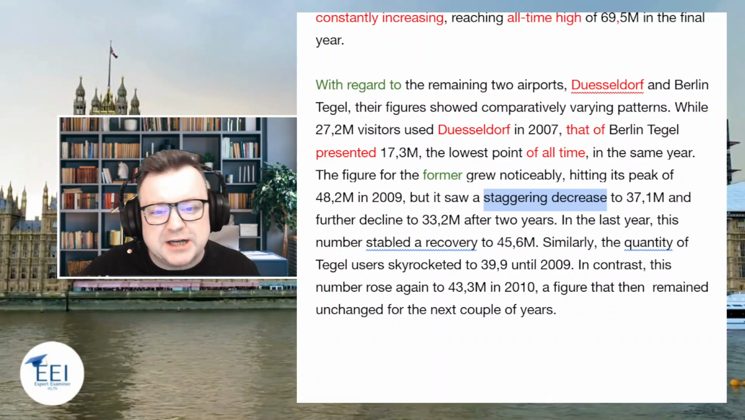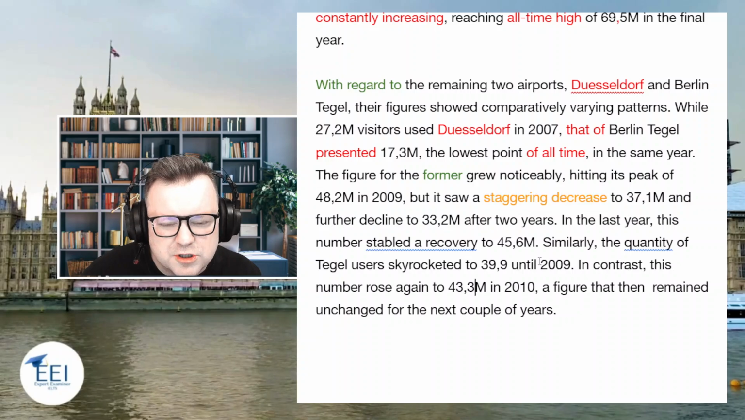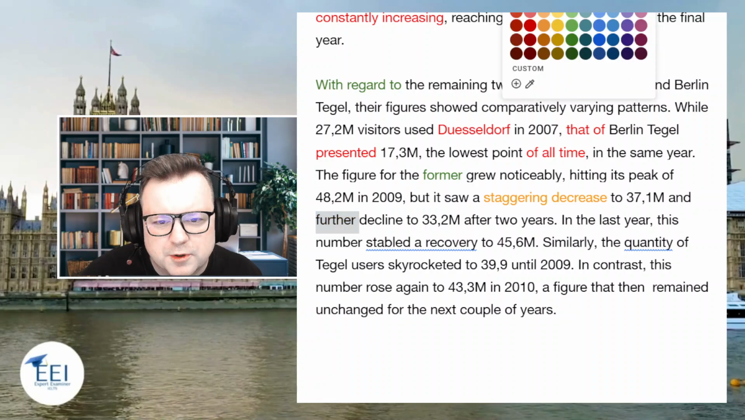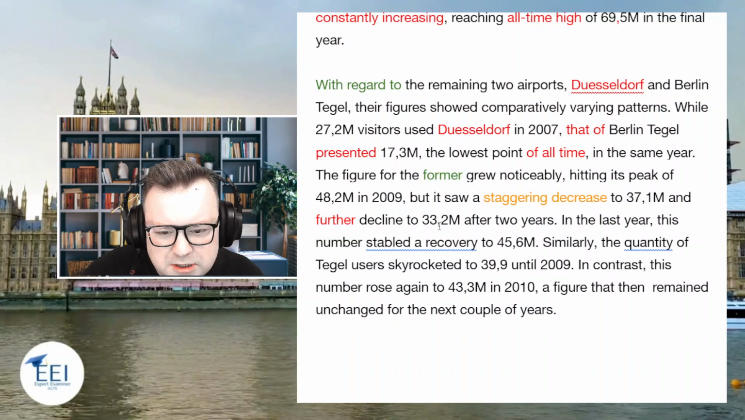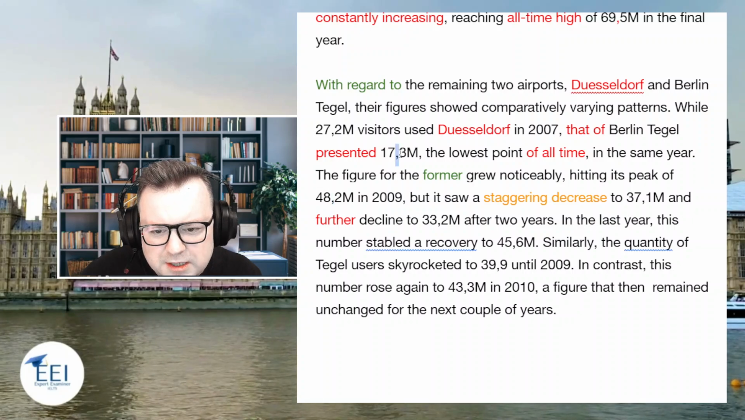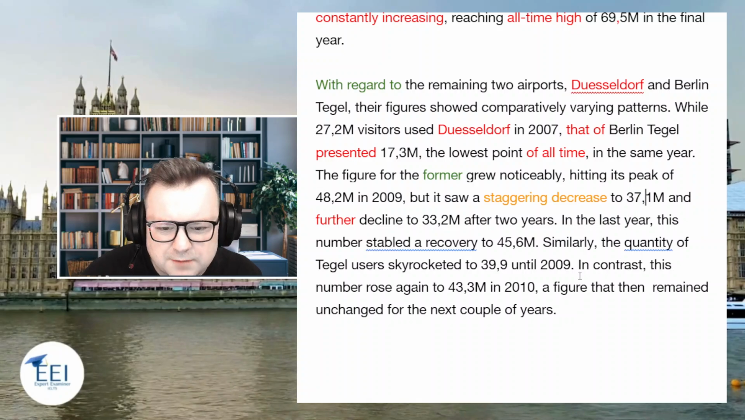I like the language. I just think it's not perfectly used. So I'm going to color that orange. And a further decline, so just an article problem there, and a further decline to 33.2. Again, notice the no full stop, no full stop, no full stop. Candidate is using commas here. Okay, not a big deal.